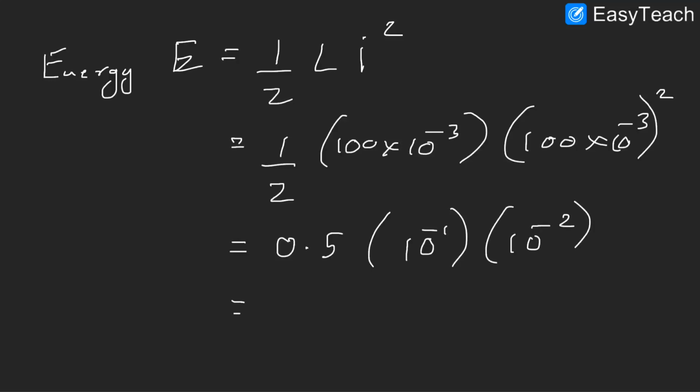So that's 0.5 into 10 power minus 3 or millijoules. 10 power minus 3 is milli, so I'm just going to write it as milli. So this is my energy stored in an inductor.